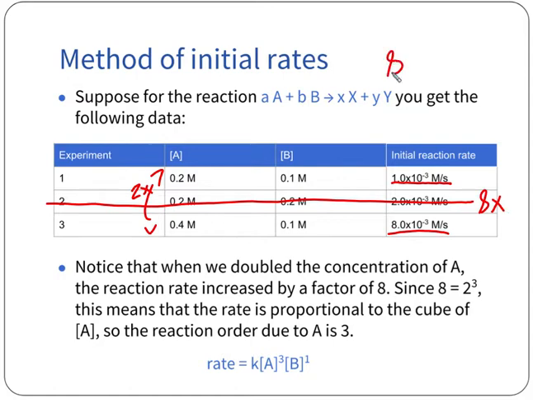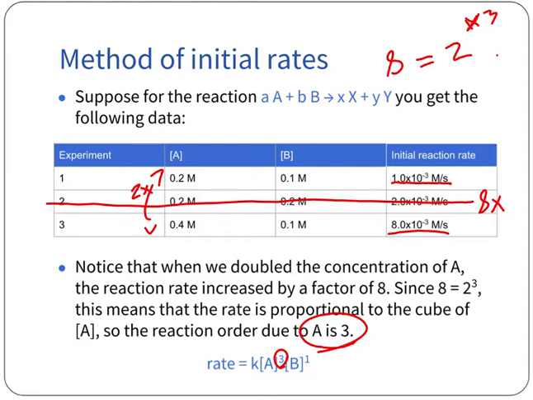So the rate went up by 8 whenever we doubled the concentration. So the question is, 2 to what power equals 8? Well, 2 times 2 is 4. 2 times 2 times 2 is 8. That's 2 to the third power. And so that means that the order of the reaction with respect to A is 3. So we can go ahead and put a 3 in. So now we have a large portion of our rate law. We can say rate is equal to K times the concentration of A cubed times the concentration of B.